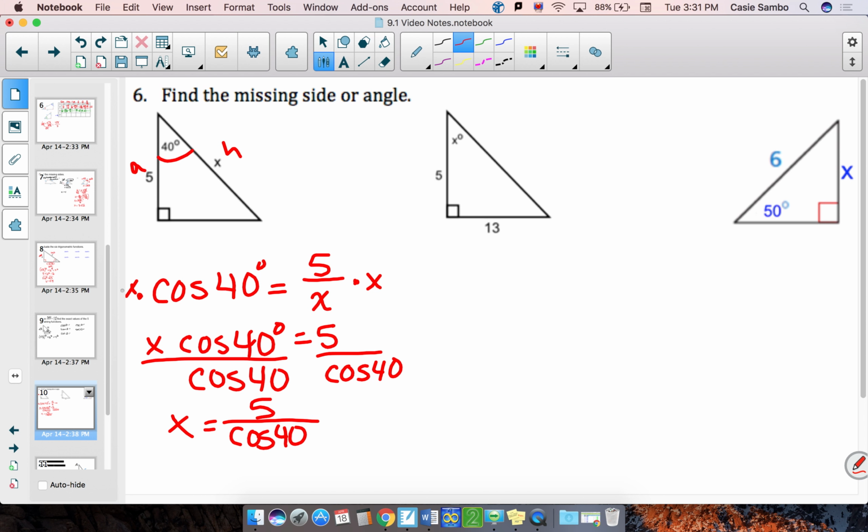This is something that you're going to have to plug into your calculator. It needs to be on degrees. Make sure that you are checking that it's in degrees.